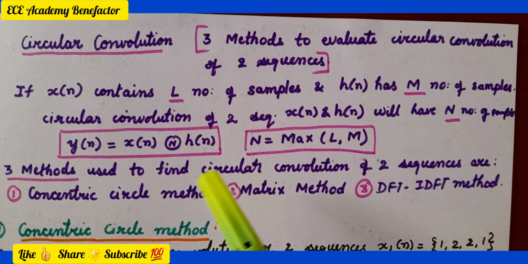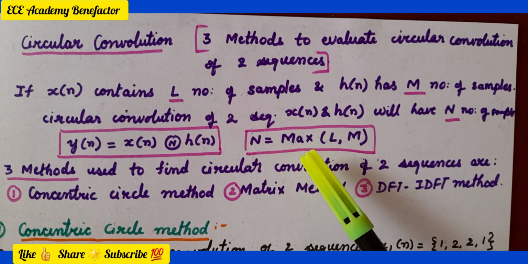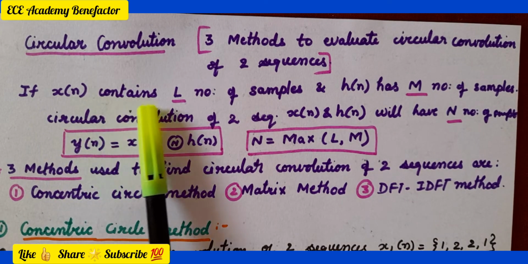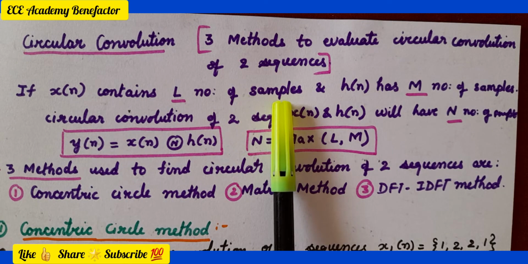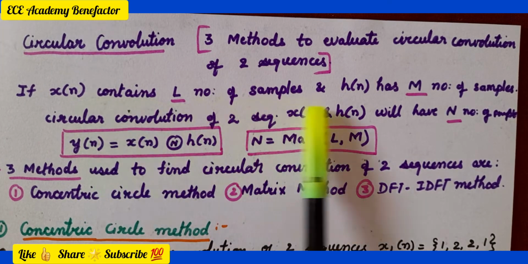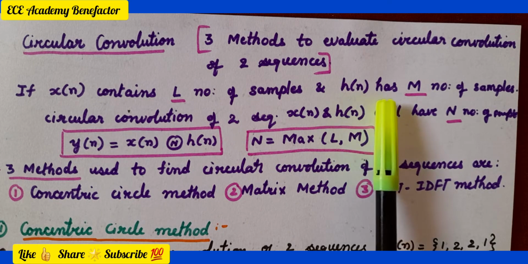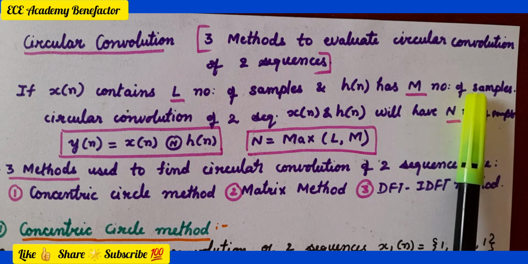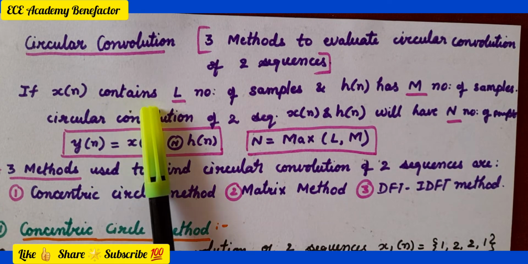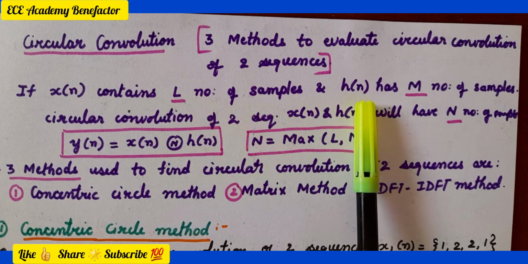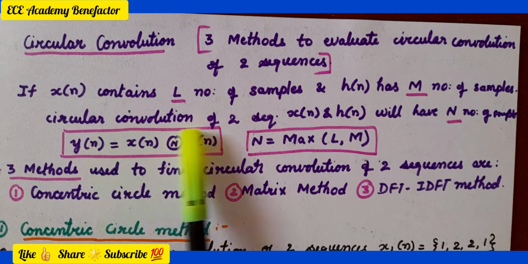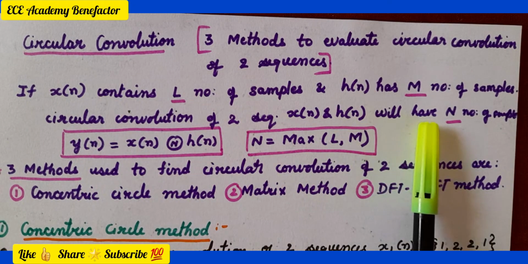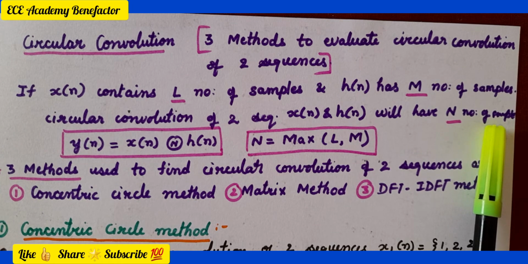There are some basic formulas regarding circular convolution. Let us have a quick review. Let us say if x1 of n contains L number of samples, its length will be L, and h of n, the second sequence, has m number of samples, so its length becomes m. The circular convolution of the two sequences will have N number of samples based on the formula.